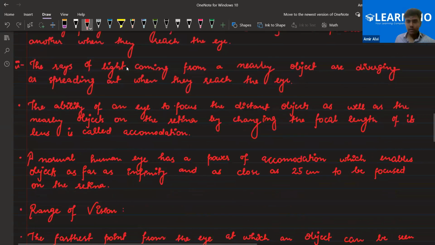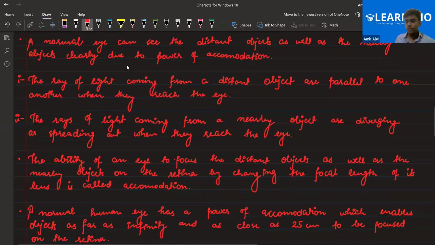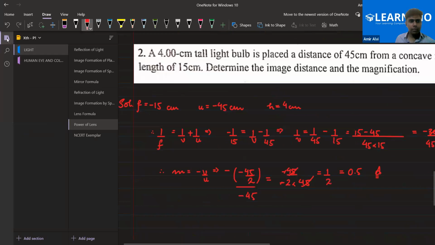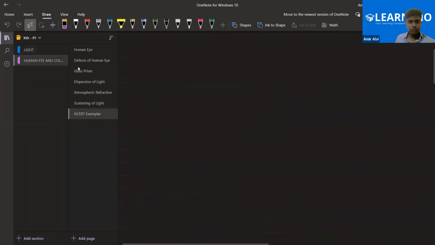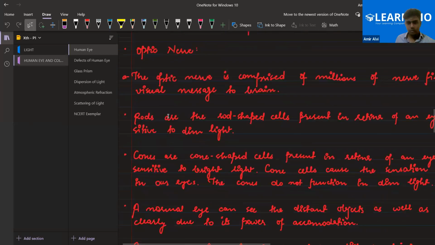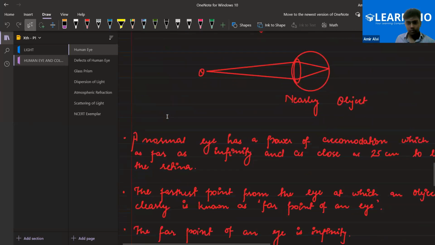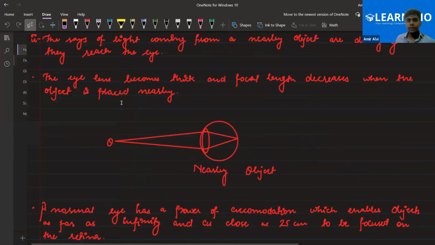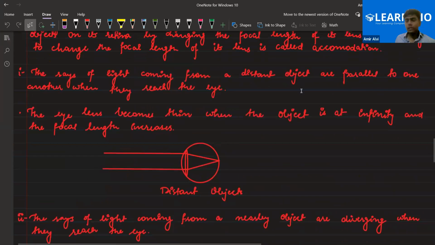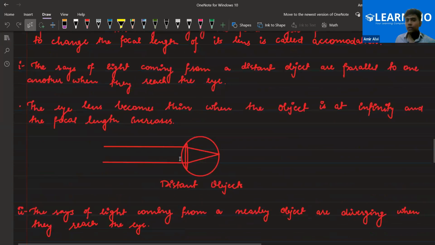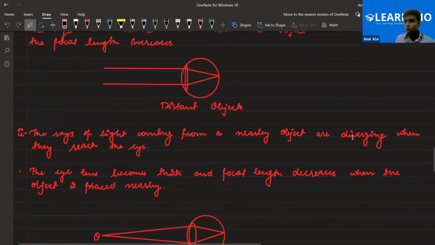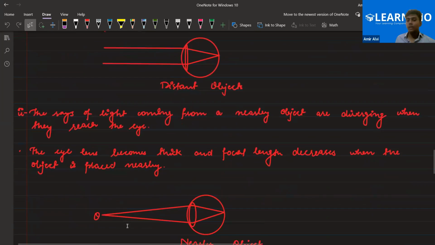I think there is a picture as well. Okay, no picture is there. No worries, just a second. Let me check if I've pasted it in the other batch itself. Look, I've drawn it here. I just forgot to draw it in the other notebook. So the eye lens, as you can see, when the light is coming from a distant object, the rays would be parallel. When the light rays are coming from the nearby object, they would be diverging like this. Clear?